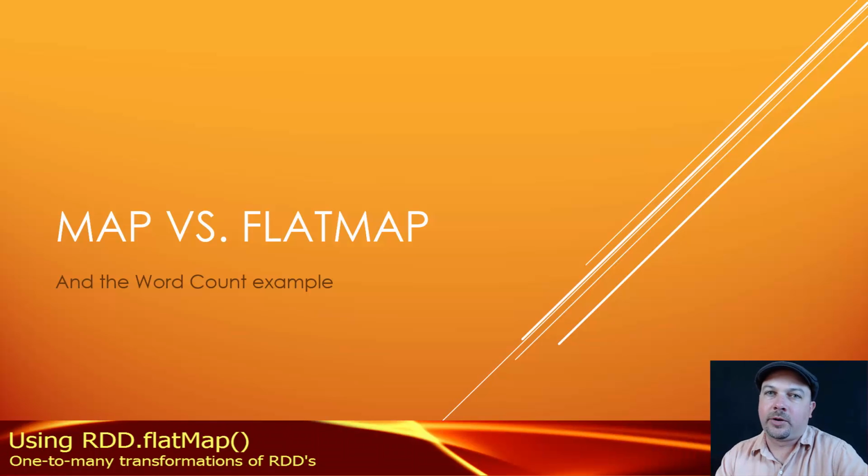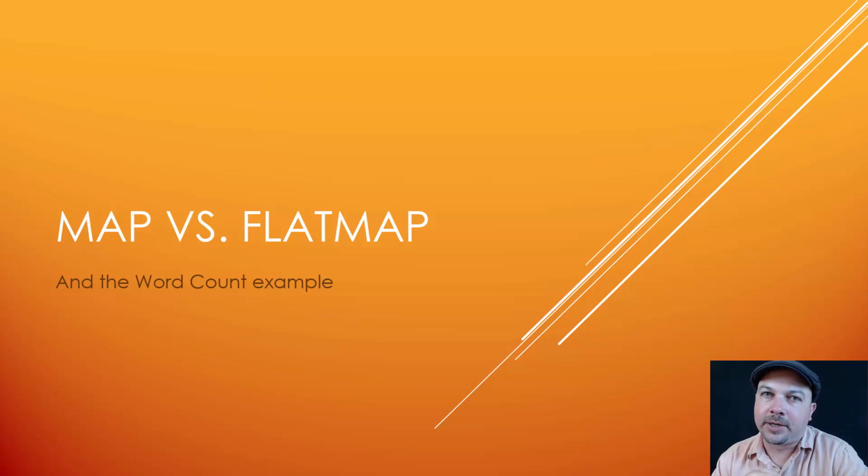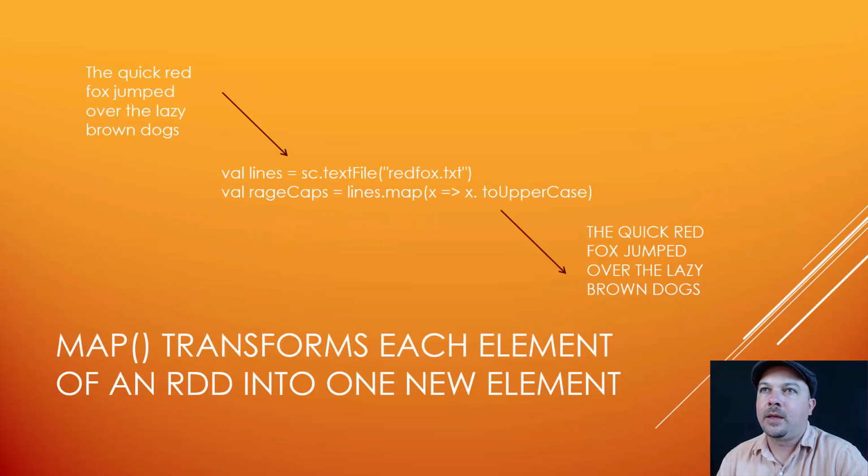So we touched on this a little bit earlier, but let's go into more depth about the difference between the map and the flatmap operation in Spark. And to illustrate this, we'll look at an example of counting up the occurrences of each word in a real book. So we'll do that right now.